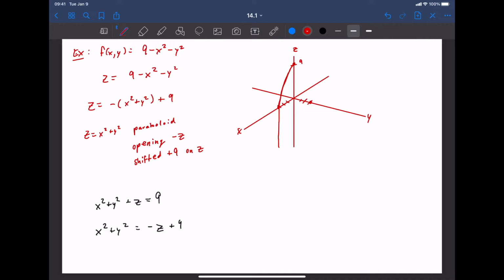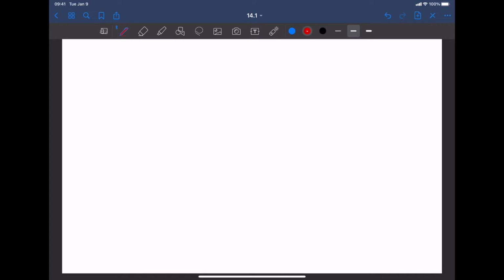So, why? Because if we set the z equal to 0, we would have x squared plus y squared equals 9. And that looks like a circle. Opening up wider and wider as we get down here. Okay, elliptic paraboloid. Ta-da. It goes on forever downward, just to be clear.